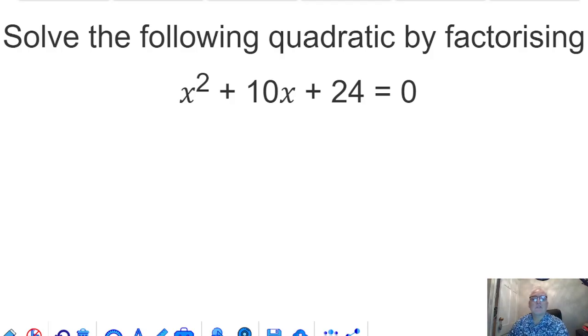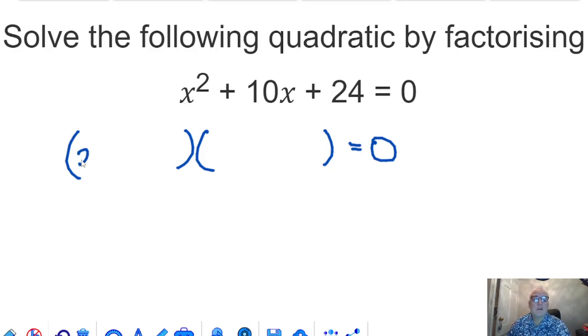Okay, so we're going to look at solving quadratics by factorising. We're going to start with this one. Initially in this video, we're only going to look at quadratics where the coefficient of x squared is just 1. The first thing we're going to do is put a set of brackets, because all of these, when we're factorising quadratics, will factorise into a set of two brackets.